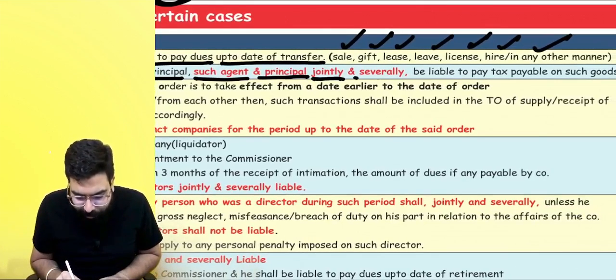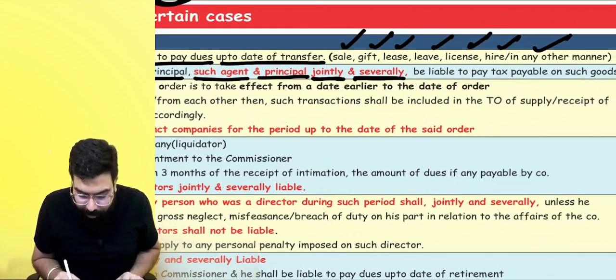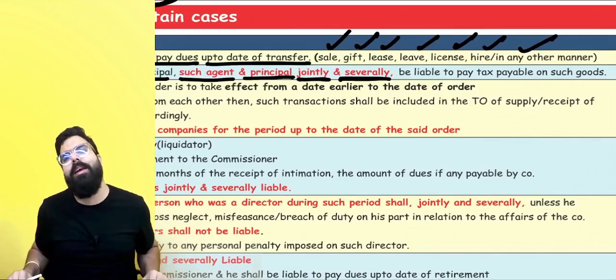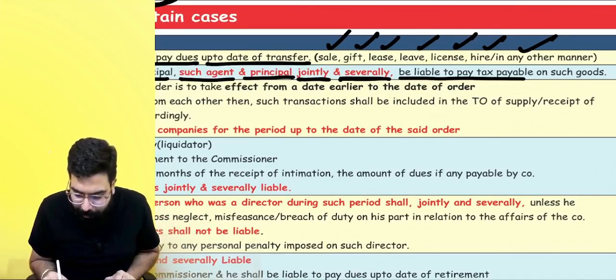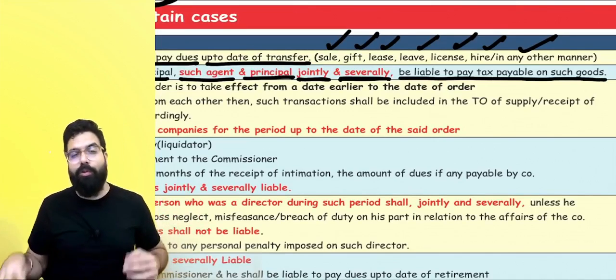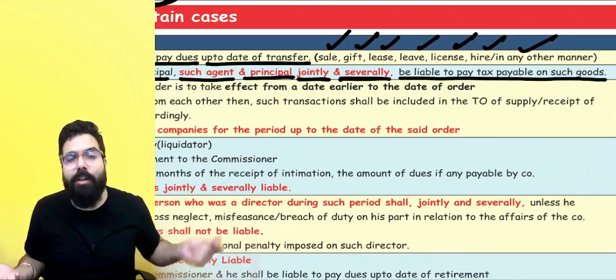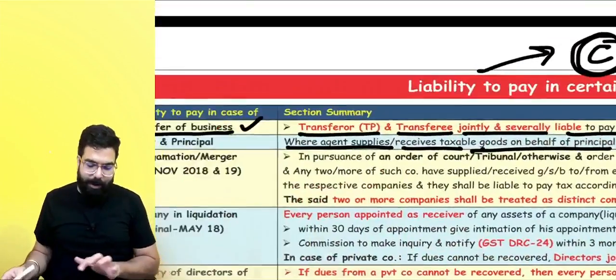Jointly and severally is a legal term. Jointly means together they shall be liable. Severally means individually they shall be liable. So jointly and severally is a legal term which means together or individually they shall be liable to pay the tax dues on such goods. So if I am an agent, I have supplied on behalf of principal, who shall be liable on the goods which I have supplied? Me and the principal both shall be liable.